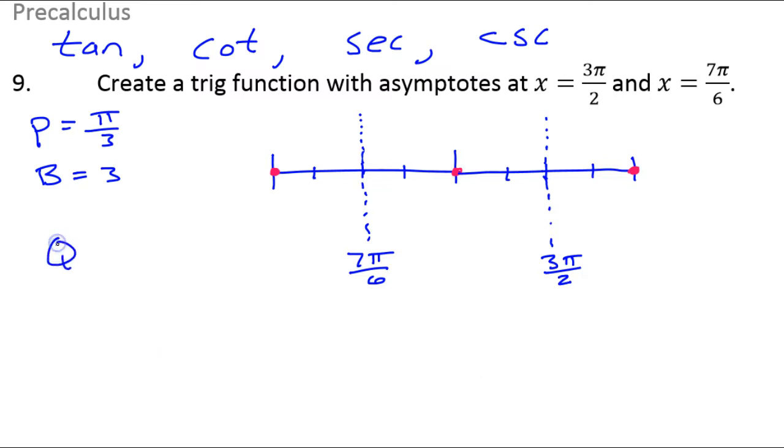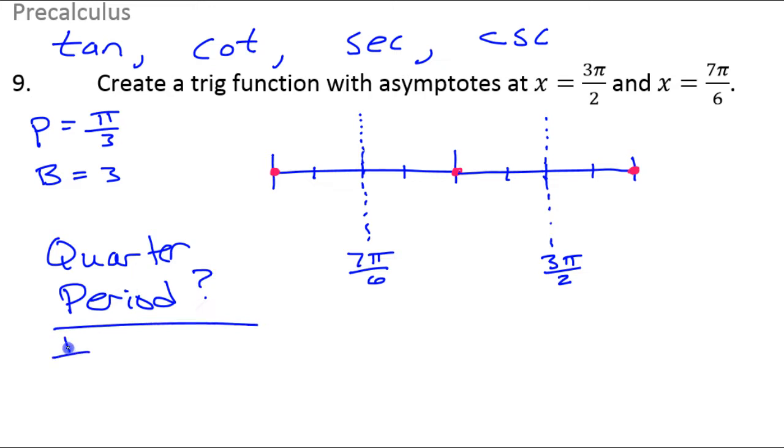Okay, what is the quarter period? Well, a quarter period is going to be 1/4 of the period. So that's 1/4 of pi over 3. So that means the quarter period is pi over 12. So each one of these marks is separated by pi over 12.